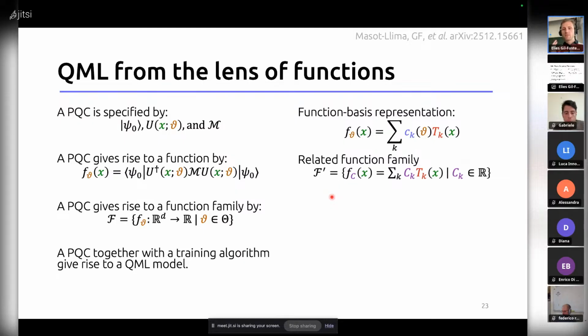Once we know this, we could define a related function family, f prime, where we just consider all possible linear combinations in this basis, where now we free the parameters entirely. Like now this capital C does not depend on theta, we just free the parameters themselves. And we see that if we have a parametrized quantum circuit, which defines a function family, from which we know what this function basis is, then this immediately defines f prime. So we haven't done any tricks or any arbitrary choices here.